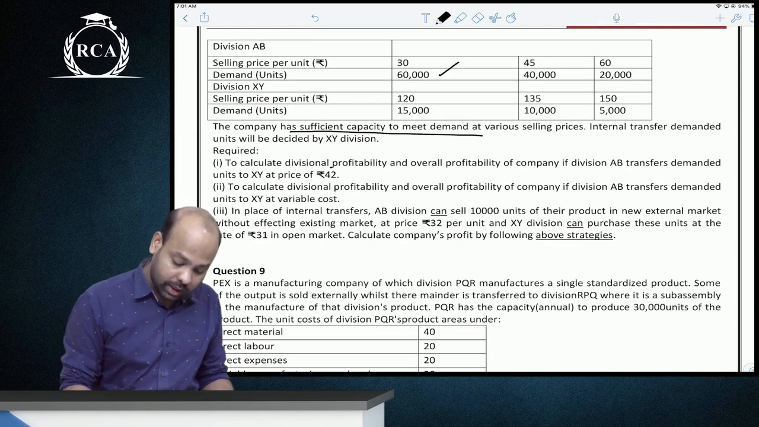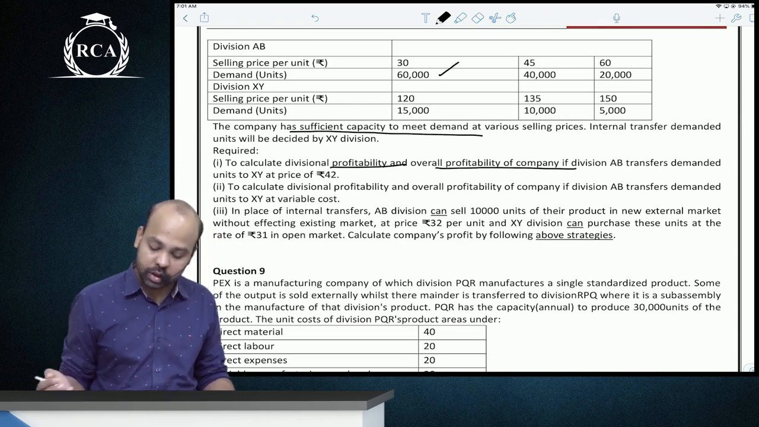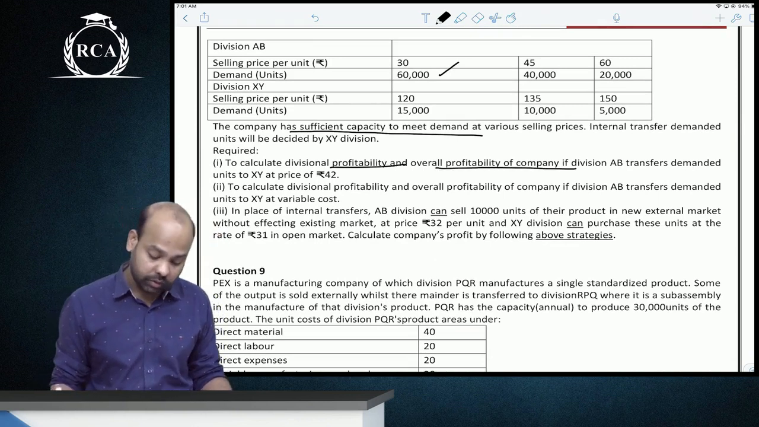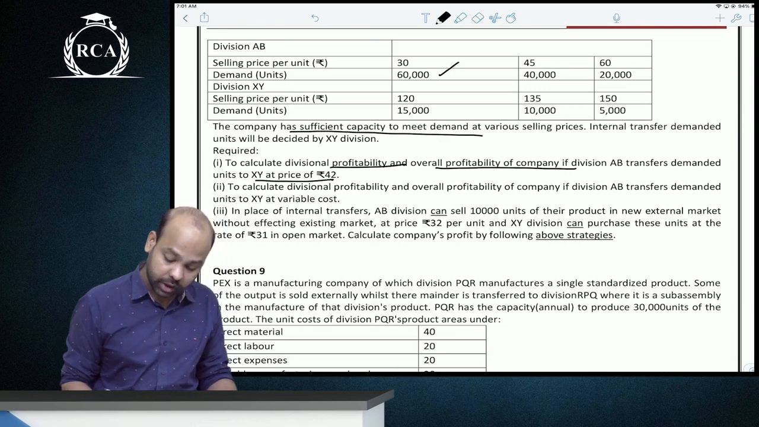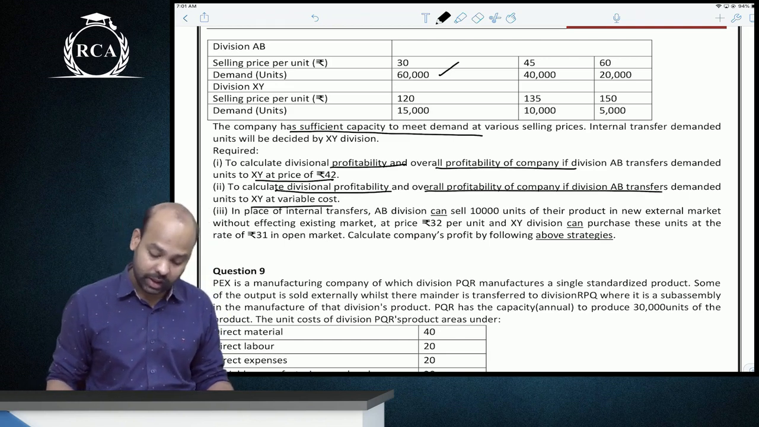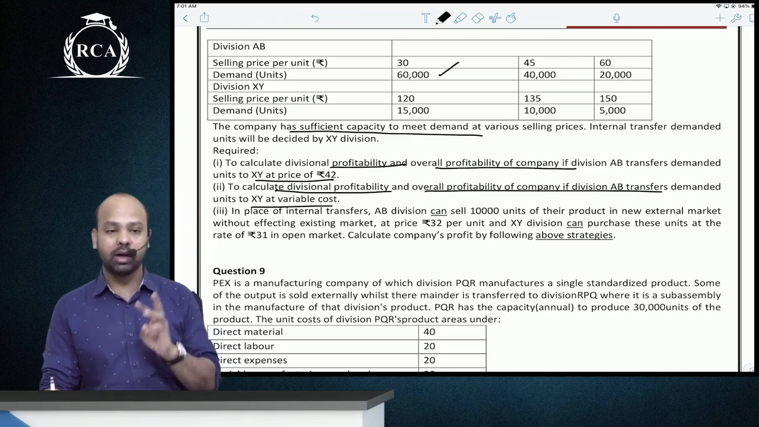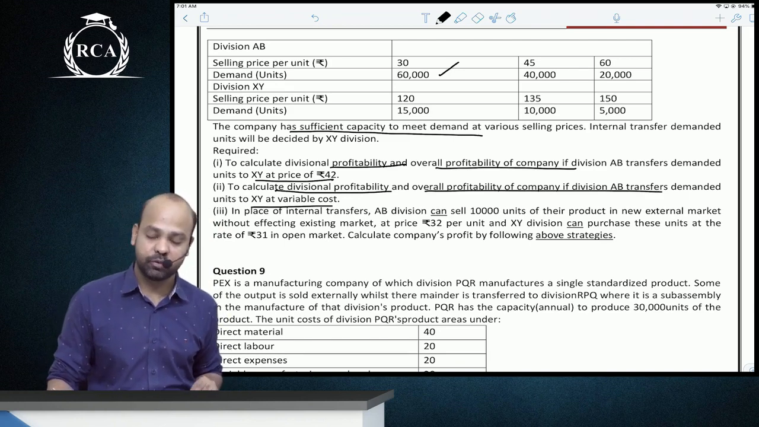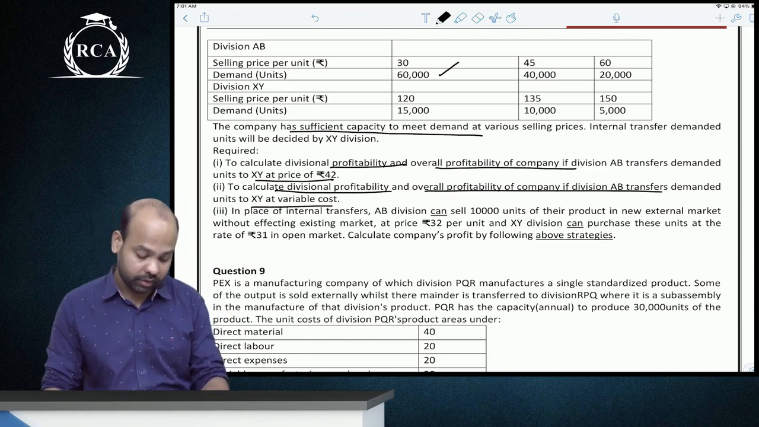You will have to calculate divisional profitability and overall profitability of the company if Division AB transfers demanded units to XY at a price of 42 rupees. Then calculate divisional profitability and overall profitability if they transfer demanded units to XY at variable cost. Forget the third bit, let us concentrate on the first two bits only.